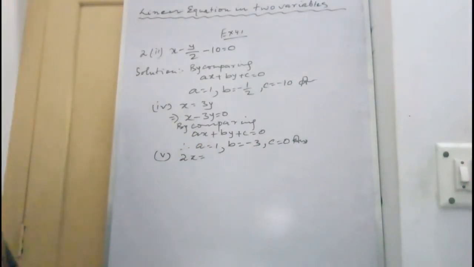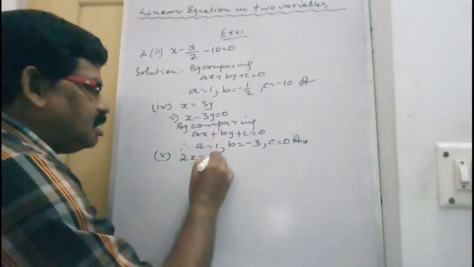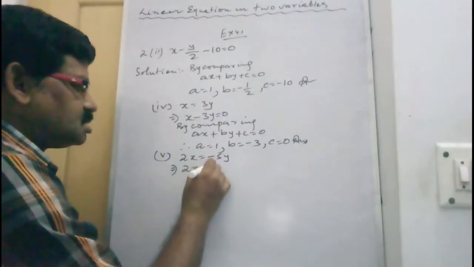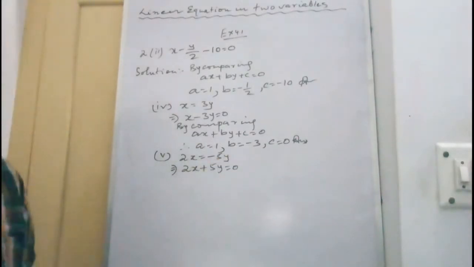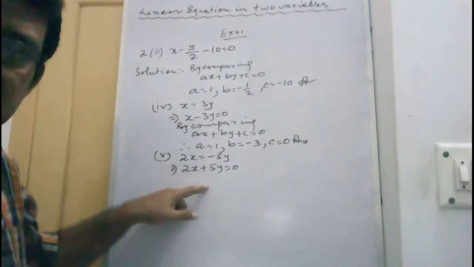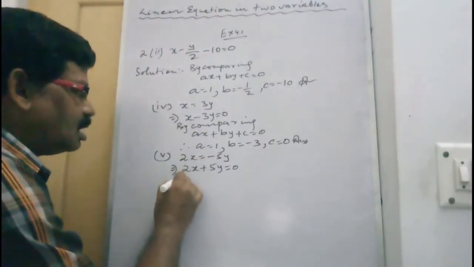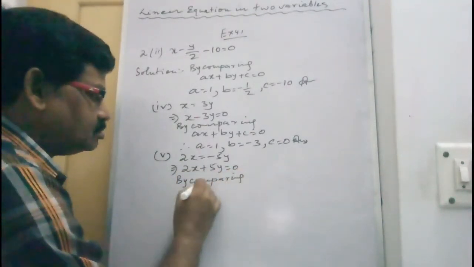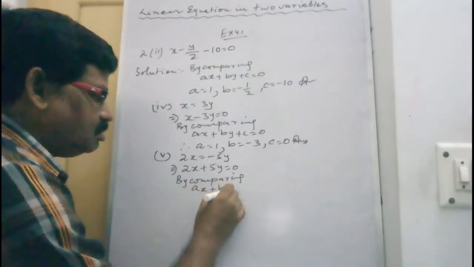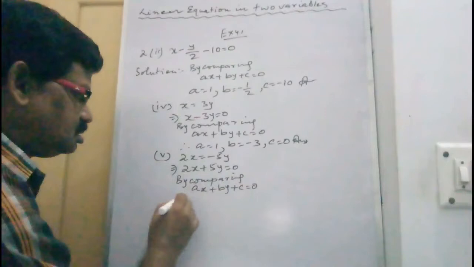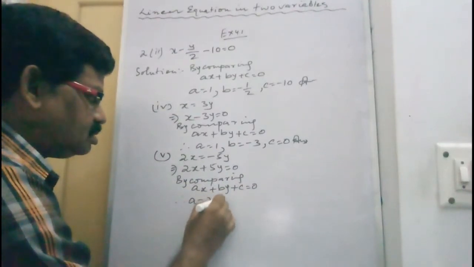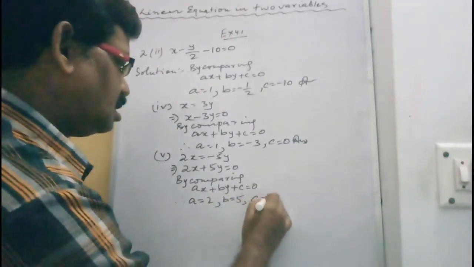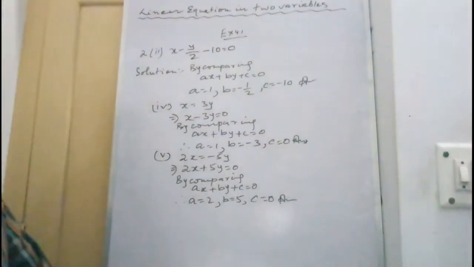2x equal to minus 5y. So 2x plus 5y equal to 0. This equation can be written in this way. Now by comparing with ax plus by plus c equal to 0, a equal to 2, b equal to 5, c equal to 0.